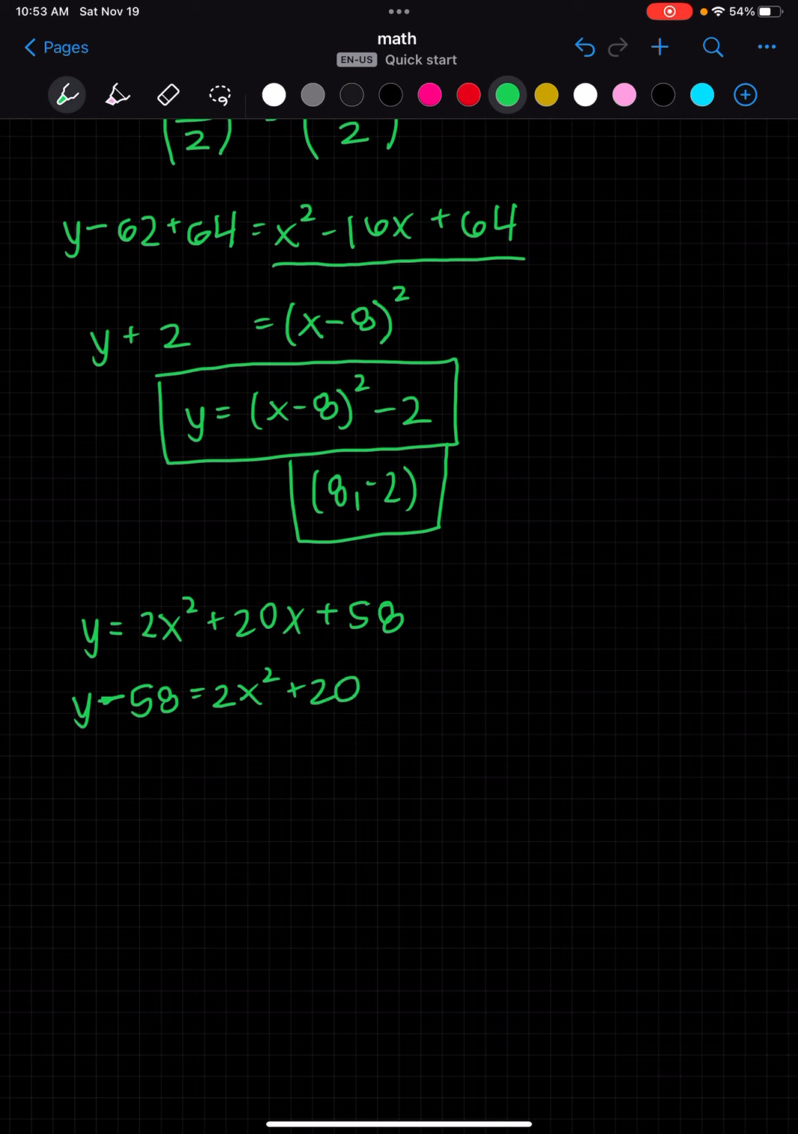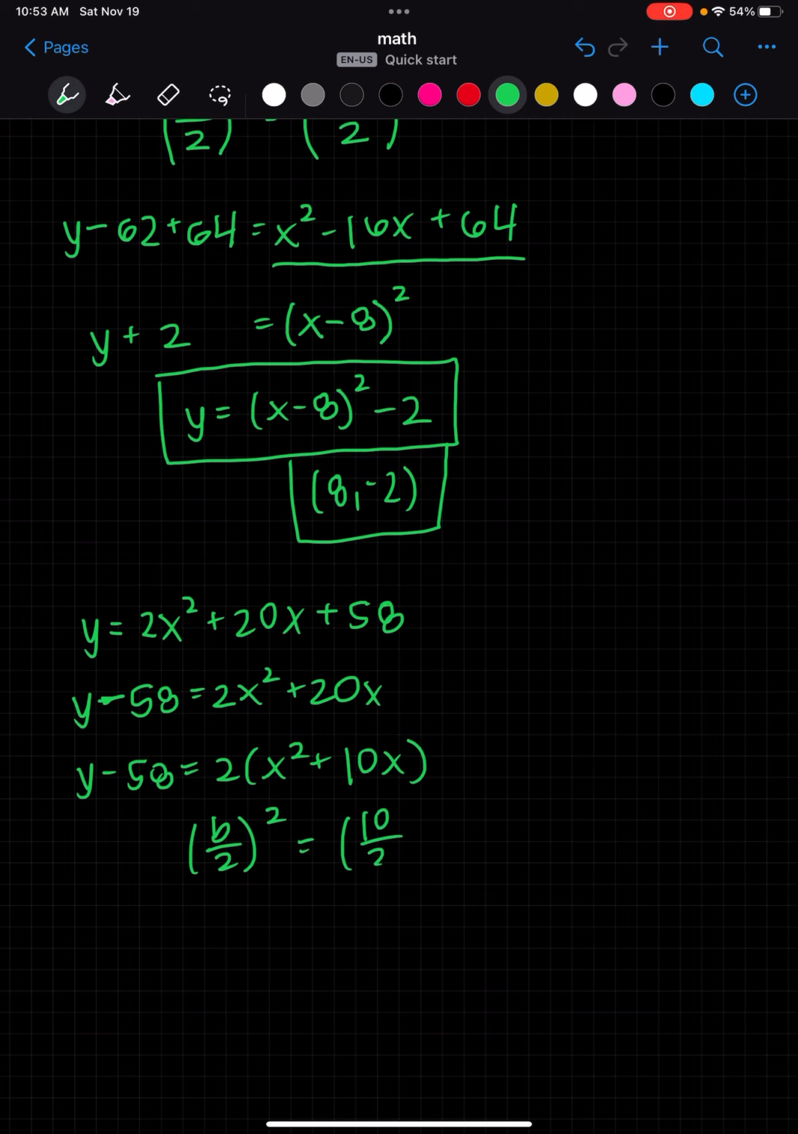You move the 58 back over, y minus 58 equals 2x squared plus 20x. Then because there's a number in front of the x squared, you have to take that 2 out, or factor the 2 out of the front, or out of the right side. So you get y minus 58 equals 2 parentheses x squared plus, sorry, that should have an x on it, 10x. Then you do the b over 2 squared, which is equal to, in this case, 10 over 2 squared, which is 25.